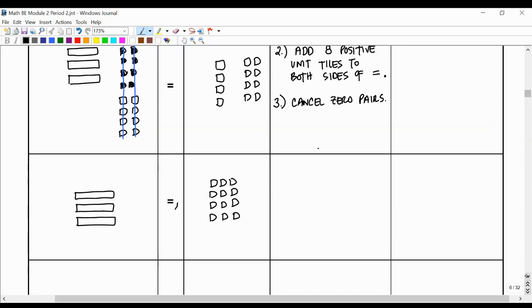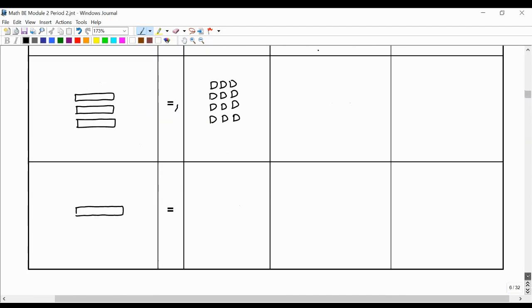All right, looks like we have 12 unit tiles. Again, feel free to pause the video to get that down or go back. And the last thing that we need to do, so this would be step 4, is we need to justify or show how we're going from here to here.